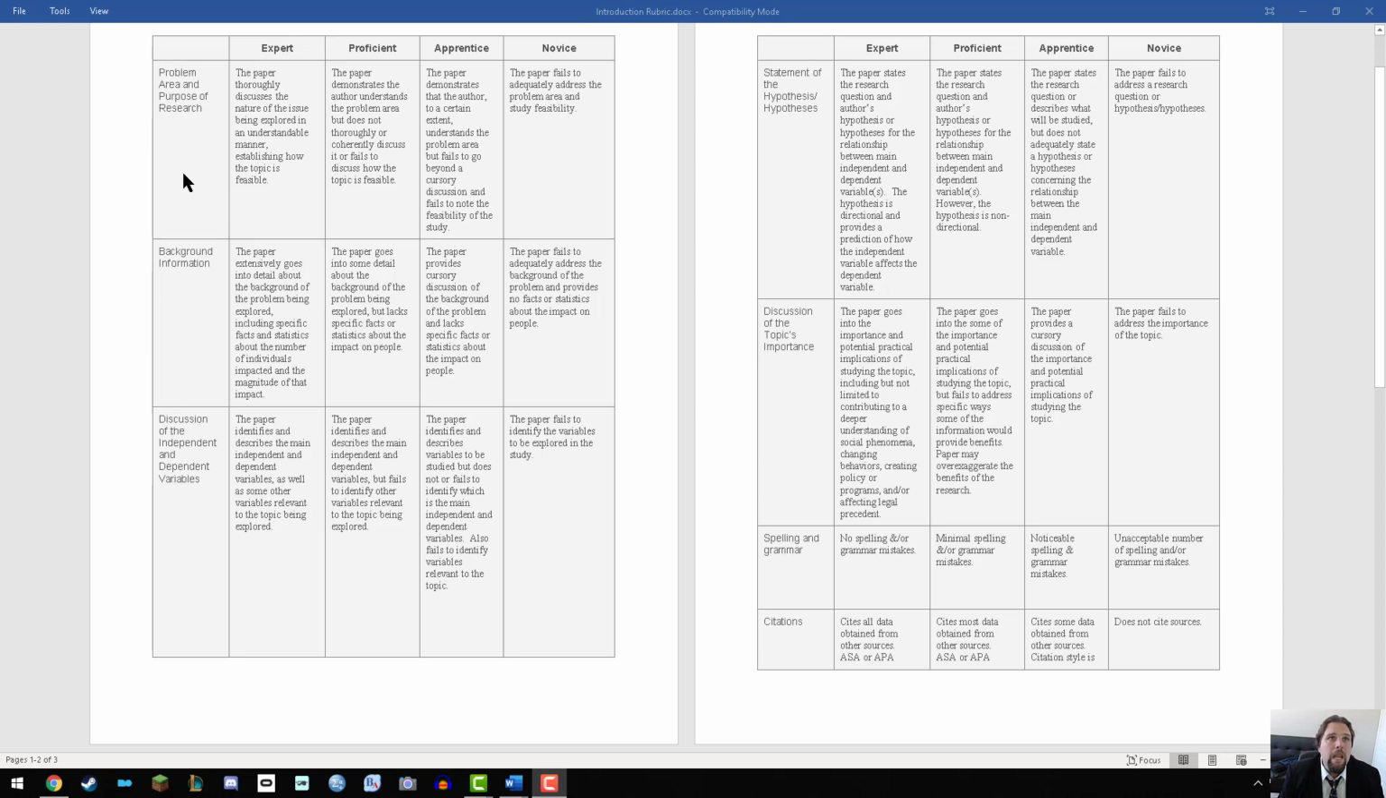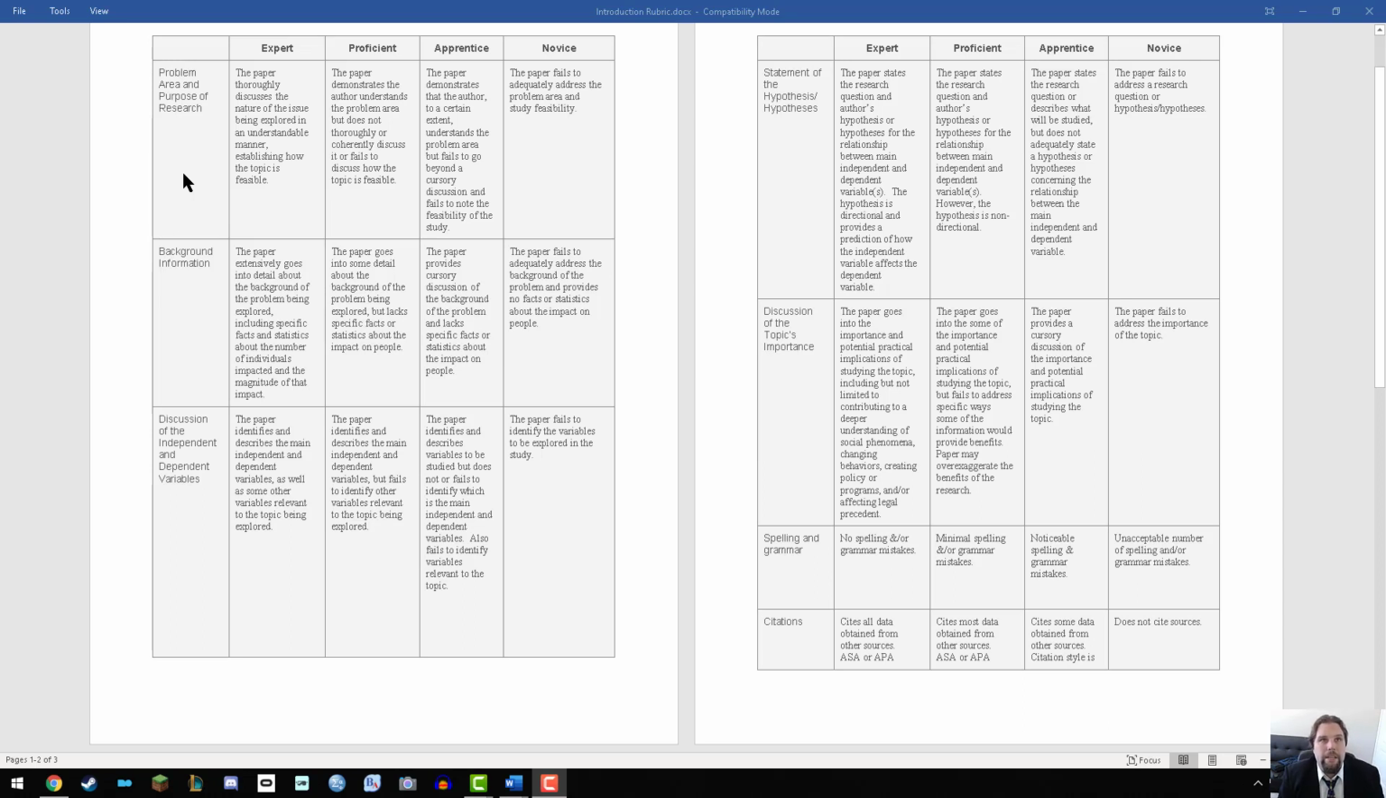Okay. Next, we have the statement of the hypothesis or hypotheses. Again, some individuals wait until after the literature review to establish their hypothesis. But if you already have a hypothesis, if you already have a predicted relationship or difference that you think you're going to see in the variables that you're exploring, this would be a great place to put it.